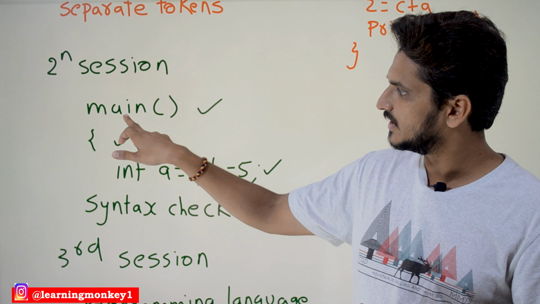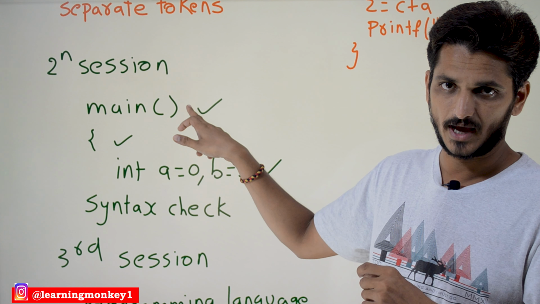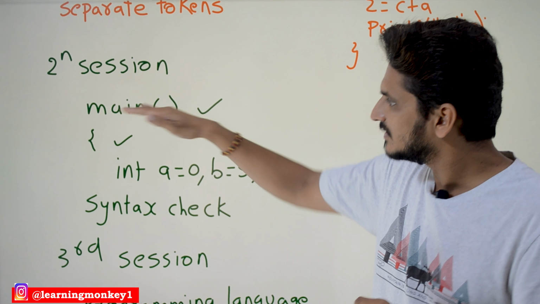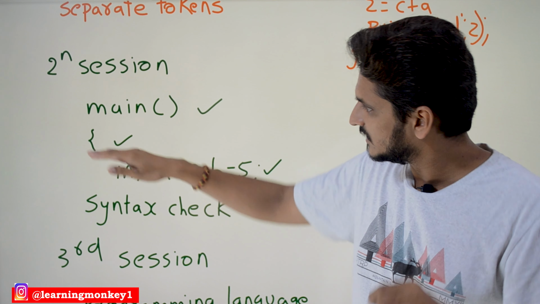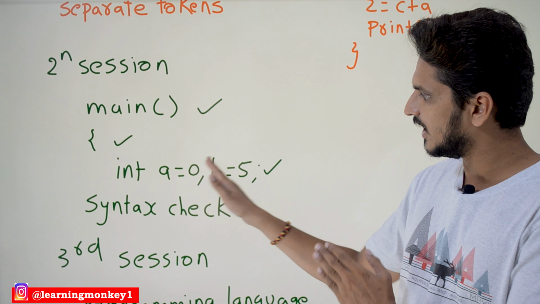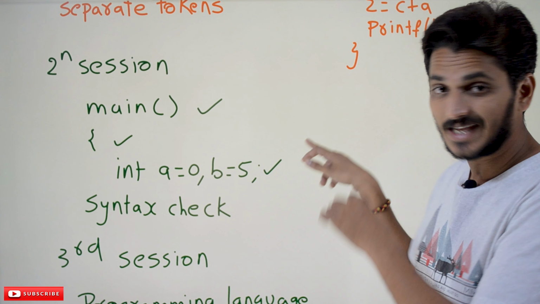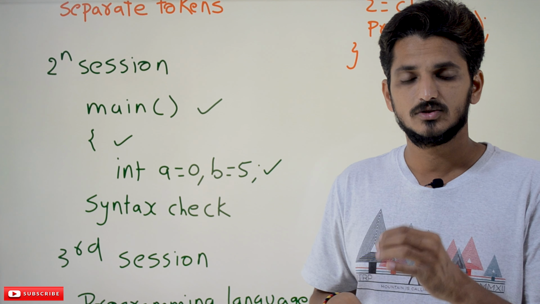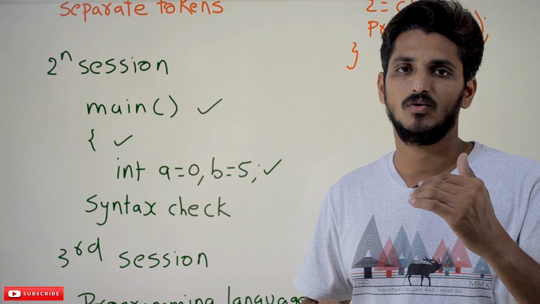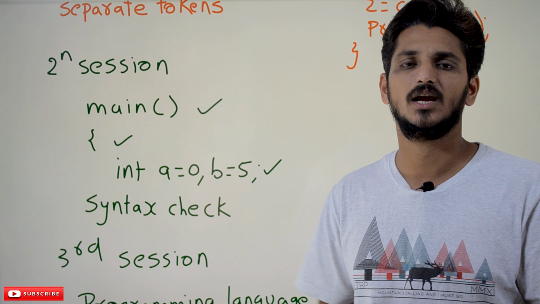Means the first token identified is main, after that open brackets, after that closed brackets. So this line is syntactically correct, like that second line, like the third line, int a is equal to 0, comma b equal to 5, semicolon. This line is syntactically correct. So syntax evaluation is done in the second session. How it is going to do syntax analysis, that we are going to discuss in the second session.